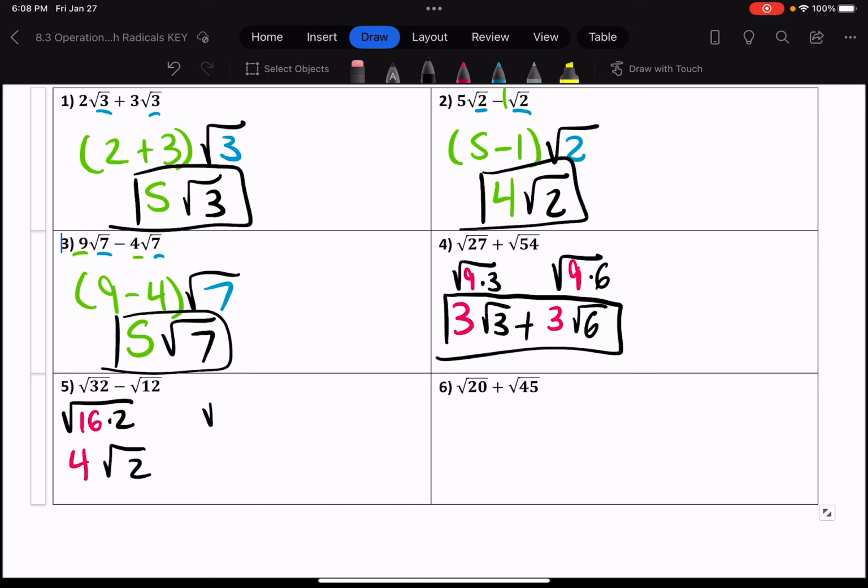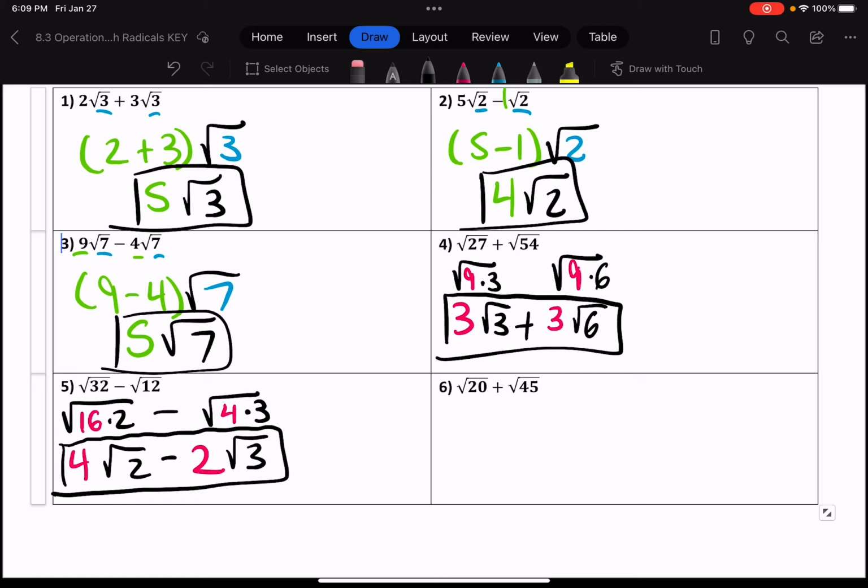And then I've got that square root of 12. And that simplifies to 4 times 3. So square root of 4 is going to be 2 times the square root of 3. And now I have to subtract these values. You got to look at their radicands. Unfortunately, they do not have the same radicands. That first term has a radicand of 2. The second term has a radicand of 3. So I am simplified at this point. I don't have to go any further.